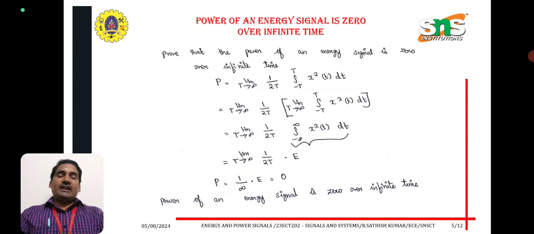Prove that the power of an energy signal is 0 over infinite time. Power P = limit T tends to infinity of 1/2T times the integral from -T/2 to +T/2 of x²(t) dt. Therefore, limit T tends to infinity of 1/2T times the integral from minus infinity to plus infinity of x²(t) dt, which is 1/2T times the energy, a finite value. Substituting T as infinity, we get 1/2 times 1/infinity times the energy signal, which is equal to 0. Power of an energy signal is 0 over infinite time.